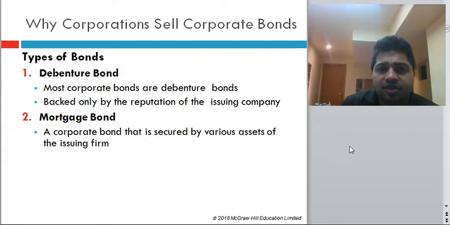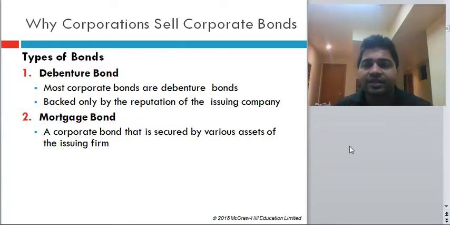Types of bonds. The first type of bond is a debenture bond. Debenture bond means there is no specific asset that is kept as collateral. So you as a bondholder have a general claim. Whenever you see debenture, it means you don't have a specific claim, but you have a general claim.